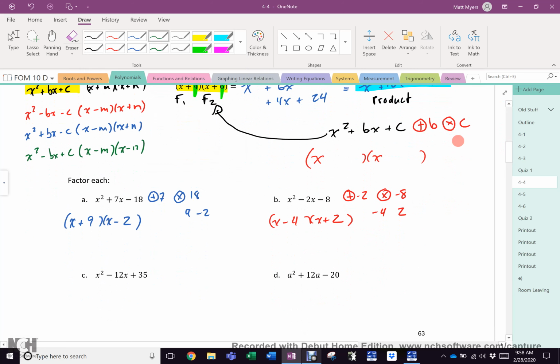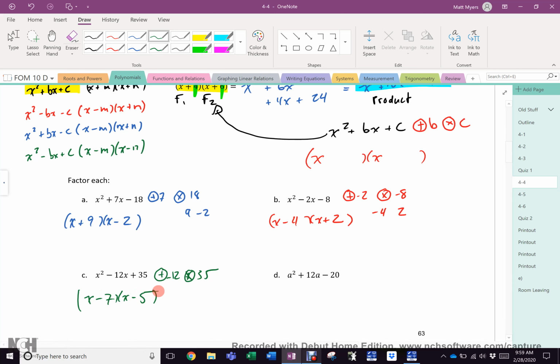What color from the top would I be using? Green one, because it's positive and negative. X minus, x minus. What are the numbers that add to 12 and multiply to 35? 7 and 5. And since they're both negative, I don't even have to think about it. Done.